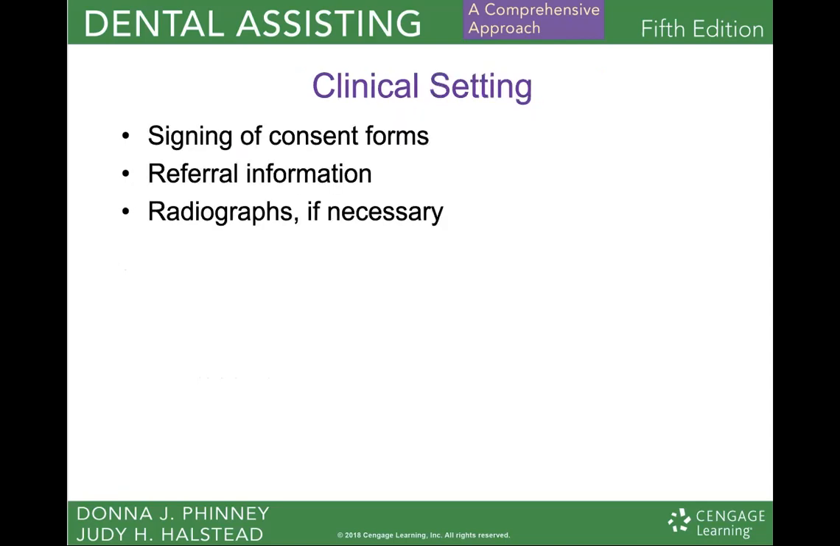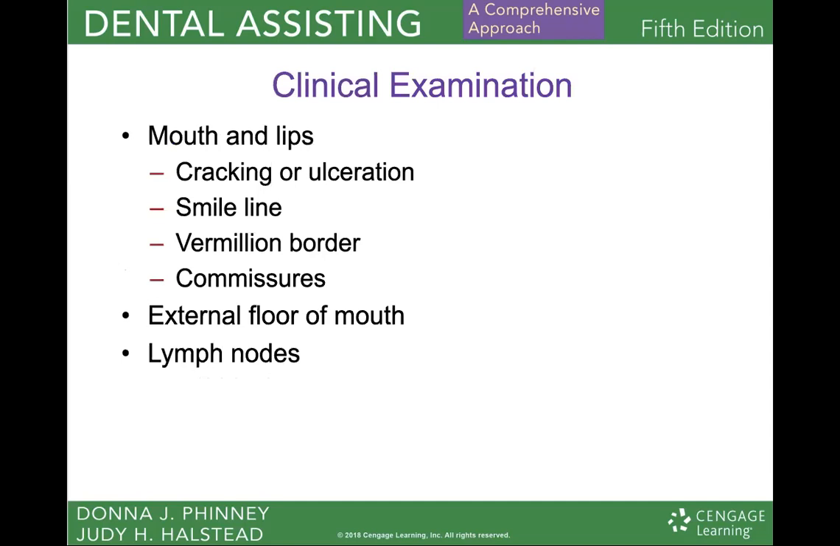Once the patient is brought back to the operatory and is in the clinical setting, we will finish any consent forms if they need to be signed, referral information if necessary, and if that patient is due for radiographs or x-rays, we will take those as well. The clinical examination includes the mouth and lips. So we look at whether or not there is cracking or ulceration. We look at their smile line, the vermilion border, which is the border between their lips and their face, commissures of the lips or the mouth, which is the corners of their mouth, the external floor of the mouth, and their lymph nodes.